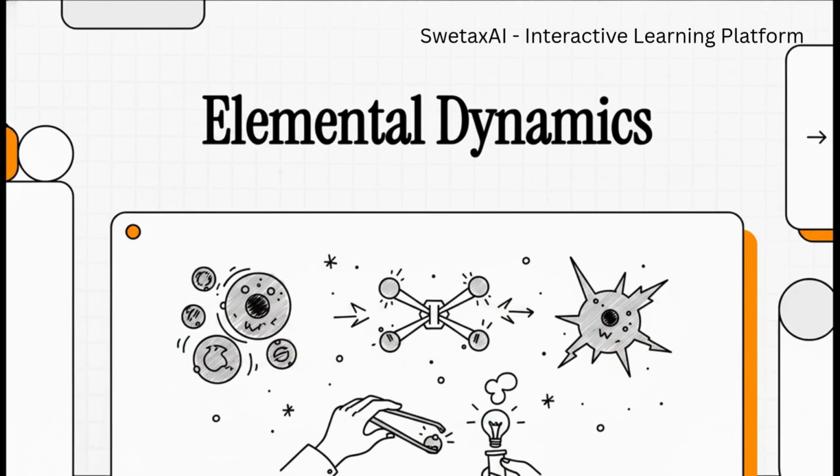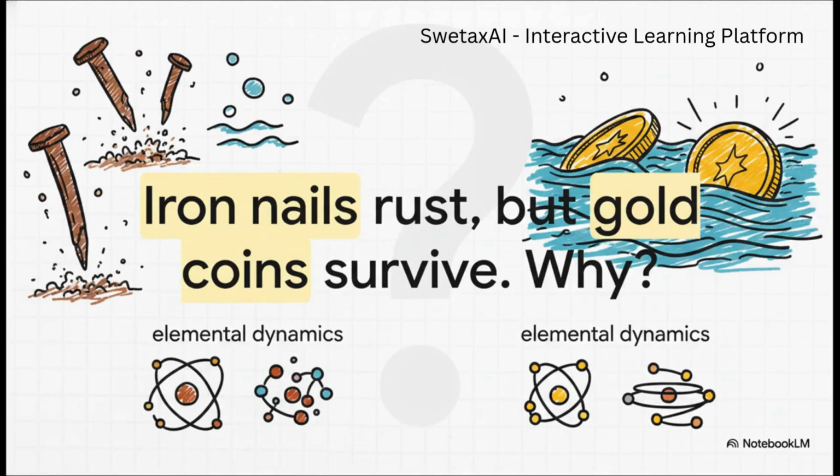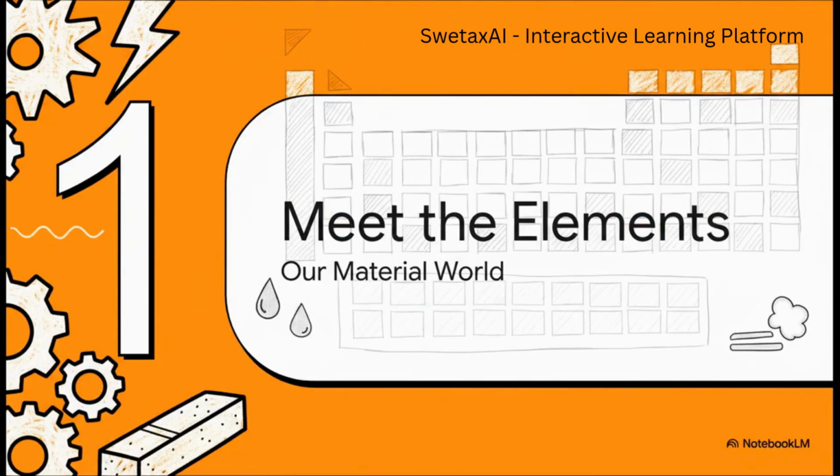Let's dive right in. Think about this for a second. Why does a standard iron nail rust away into dust, but a gold coin can just sit there submerged at the bottom of the ocean for centuries, completely unchanged? Seriously, zero difference. The answer to that mystery is all about the hidden elemental dynamics happening right at the atomic level. And to understand that, we first need to figure out who the players on the board actually are. So, let's meet the elements, the factions of our material world.